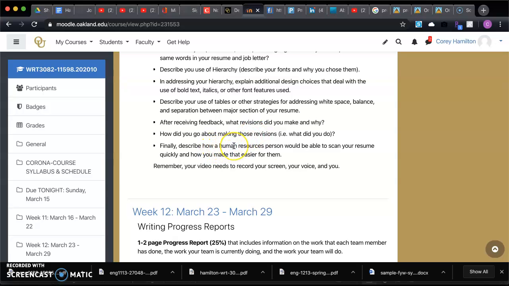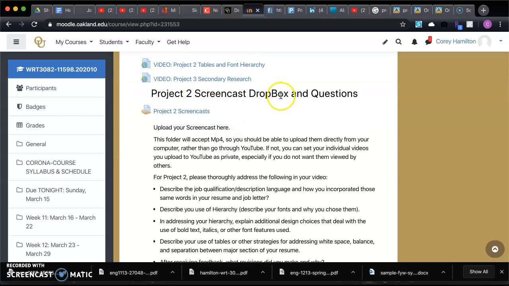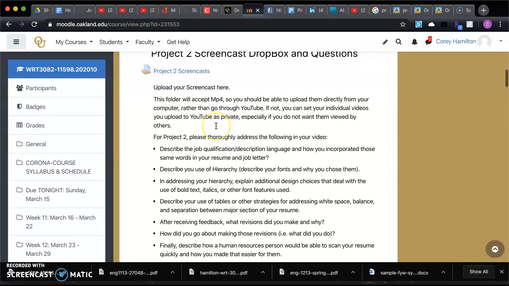And then finally, maybe talk a little bit about how a human resources person might be able to scan your resume quickly and efficiently, and what you feel you did to make it easier for them. So that's basically the things I want you to talk about in your Screencast 2 for Project 2, for your resume and your cover letter.